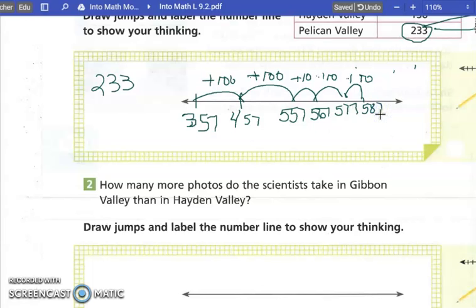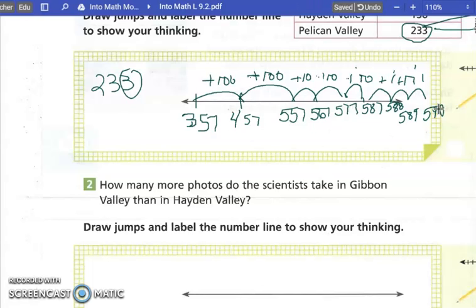Now what do we have left to add? These 3's, right? So 1, 2, 3 more jumps. What's 587 plus 1? 588. 588 plus 1 plus 1 plus 1. You probably could do a plus 3. And then it would be 589 and then 590. That would be your answer.